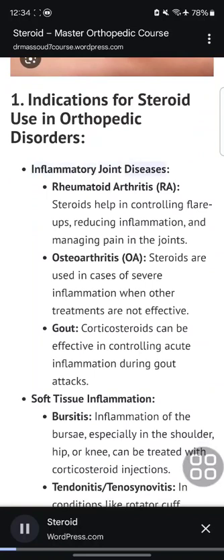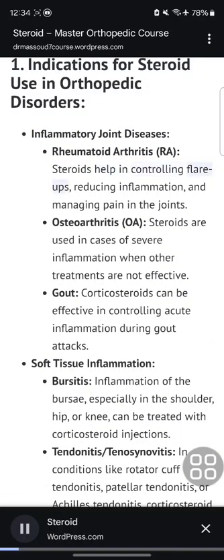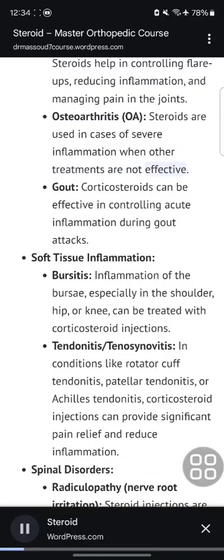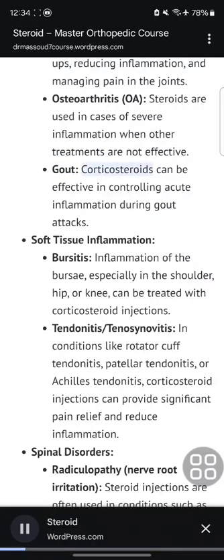Inflammatory joint diseases. Rheumatoid arthritis, RA. Steroids help in controlling flare-ups, reducing inflammation, and managing pain in the joints. Osteoarthritis, OA. Steroids are used in cases of severe inflammation when other treatments are not effective. Gout. Corticosteroids can be effective in controlling acute inflammation during gout attacks.